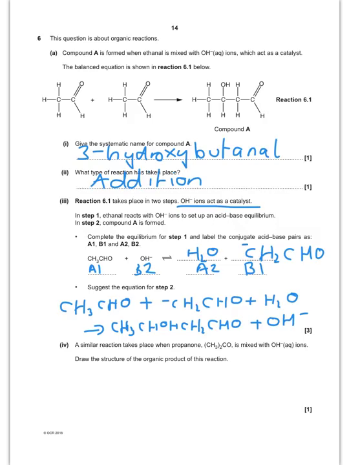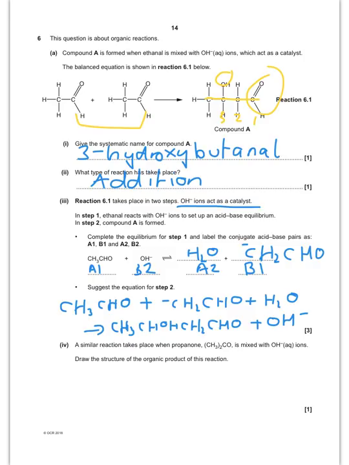So, final question. First of all, we need to name compound A. So, as we look at the carbon chain, we've got 4 carbons there, and it's an aldehyde here. So, we start with butanol, then we've got a hydroxy group on carbon number 1, 2, 3. So, 3-hydroxybutanol. What type of reaction is this? Well, you take 2 molecules and you make 1, so it's addition.